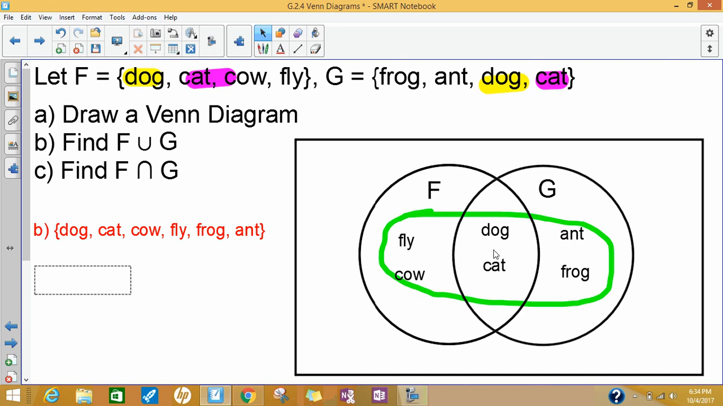To find the intersection, we just look at the 2 that are in common. They have dog and cat in common. That's the intersection.